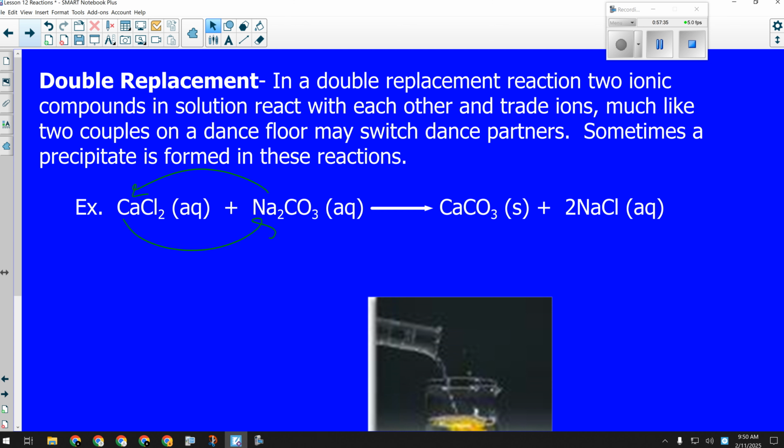Okay, is this reaction balanced? I think so. Okay, how many calcium here? 1. How many over here? 1. Okay, how many chlorine here? 2. How many chlorine here? 2, right? 2 times 1 is 2. How many sodium? 2. Okay, how many here? 2. And how many carbonates are there?